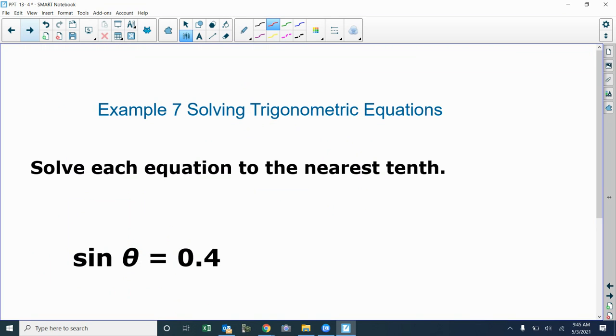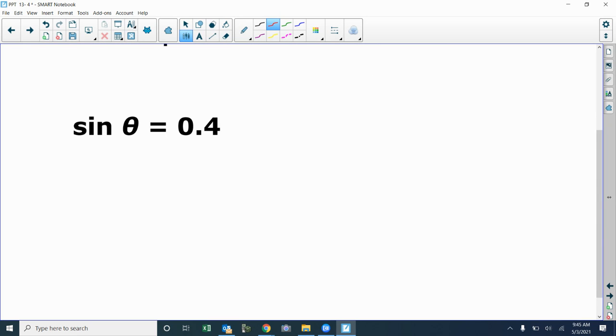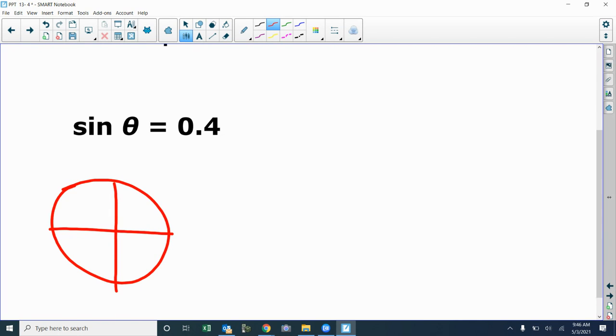Now, take it up just a step. Sine of 0.4. First one's pretty easy. Grab the calculator. Enter sine inverse of 0.4. Somebody tell me. And we'll round it up. 24 degrees is fine with me.